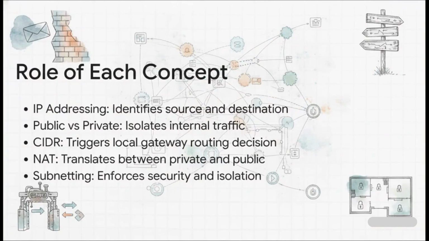The big takeaway here is that every single concept we just talked about plays a very specific part in that microsecond journey. The IP addressing identifies the unique source and destination at every single step. The public versus private architecture isolates our internal traffic from the open web, keeping us secure. The CIDR notation triggers that critical initial routing decision of whether the traffic is local or remote. NAT handles the complex translation across the public-private boundary, and subnetting enforces the underlying control and traffic isolation that keeps the whole system stable and secure.